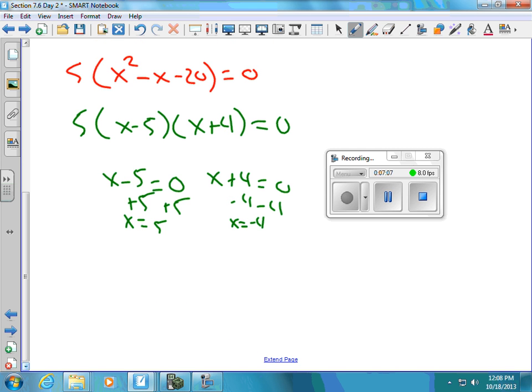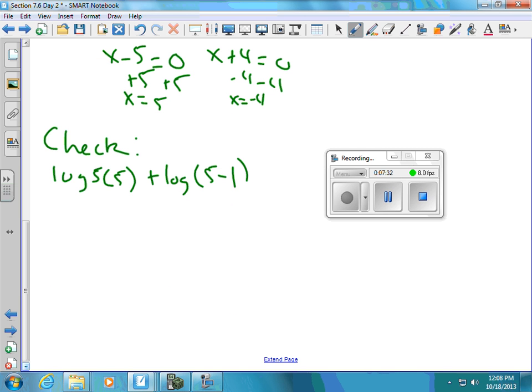Are these both solutions though? Well, we need to check. When you check it, and you plug things back in the original equation, log base 10 of 5 times 5 plus log base 10 of 5 minus 1, what do we get? Does it equal 2?